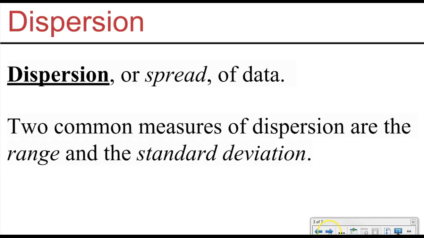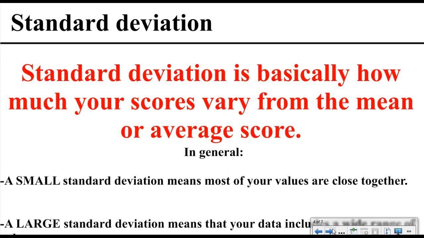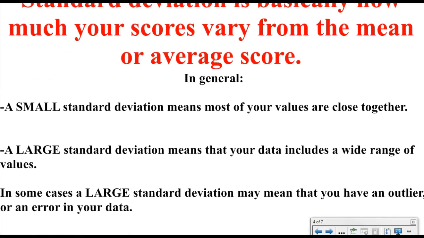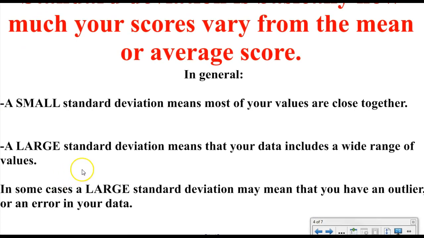Dispersion is our spread of data. There's two common measures of dispersion. They're the range and the standard deviation. Standard deviation is basically how much your scores vary from the mean or the average score. In general, a small standard deviation means that most of your values are close together. A large standard deviation means that your data includes a wide range of values. In some cases, a large standard deviation may mean that you have an outlier or an error in your data.